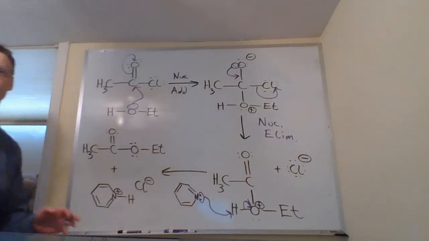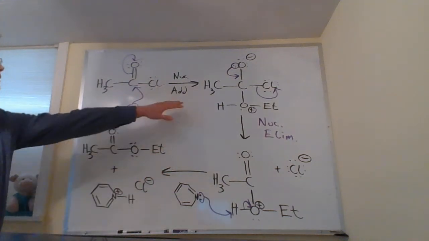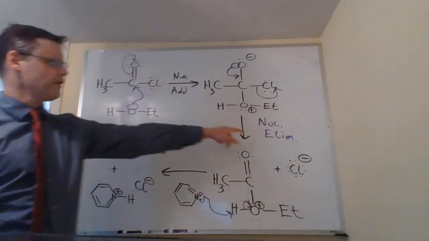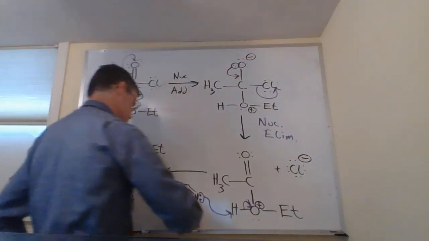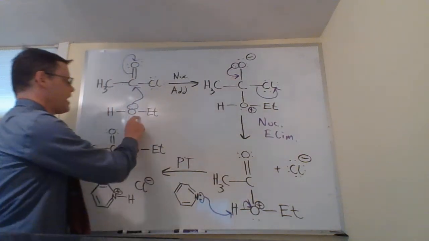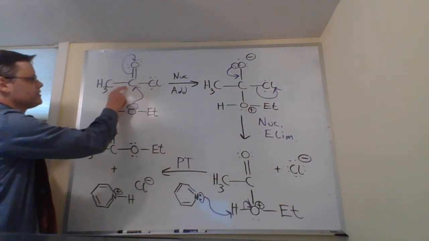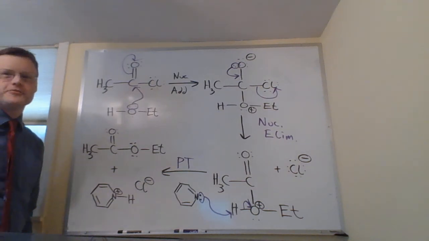So in summary, the 3 steps in this mechanism are a nucleophilic addition in the first step, followed by a nucleophile elimination, followed by a proton transfer. And using ethanol as our nucleophile, we turned an acid chloride into an ester. Thank you for watching this video.